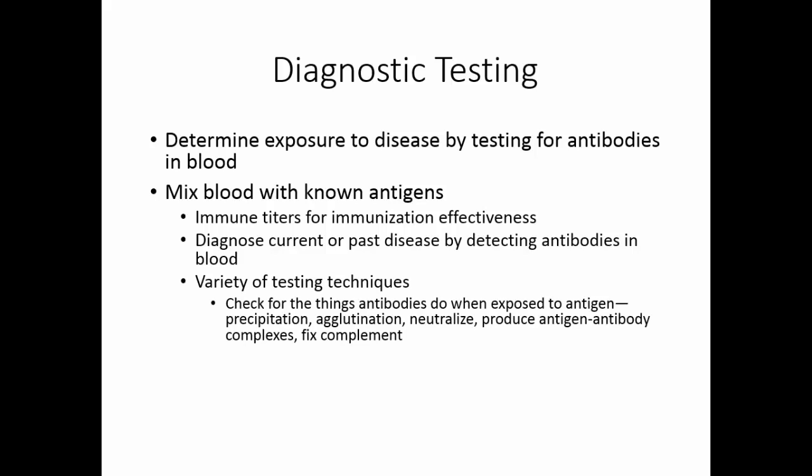We check for all of the things that antibodies typically do when exposed to an antigen. We look for precipitation or agglutination or neutralization, some way to produce antigen-antibody complexes or to fix complement. We can pretty much coat any kind of particle with the antigen and then put that with the patient's serum and see if there's any kind of reaction, an agglutination reaction, a precipitation reaction. We can also tag antibodies with fluorescent dyes. We can use this for direct staining. We can also use this for enzyme-linked immunosorbent assays, or ELISAs.